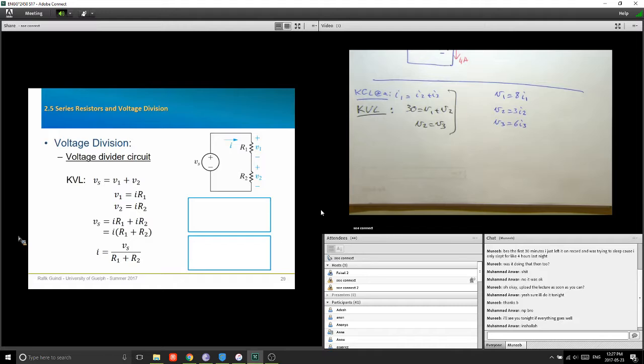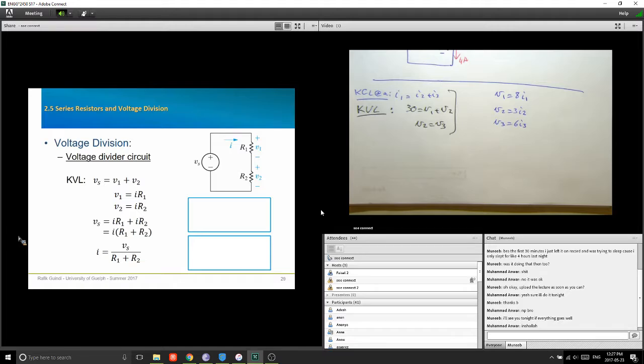Now if I combine all of these together, I end up with this equation, Vs equals IR1 plus IR2. I is common, you have Vs equals I times R1 plus R2. And from there you can find the value of the current I. I is equal to Vs over R1 plus R2. Okay, is everybody following so far? All right. So this is how we were able to find the current I. I is equal to Vs divided by R1 plus R2.